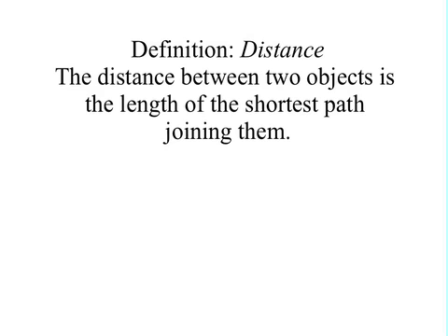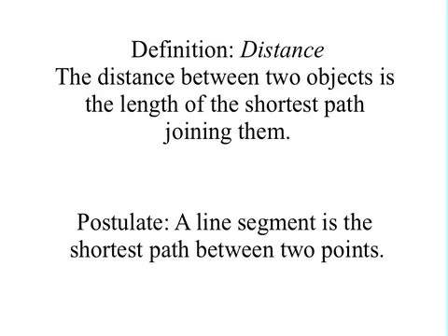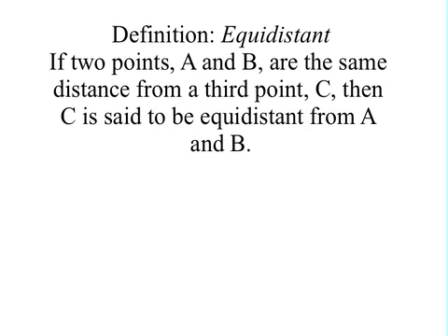Here's the definition of distance. The distance between two objects is the length of the shortest path joining them. That definition leads to this postulate. A line segment is the shortest path between 2 points. Or perhaps you've heard the sentence, the shortest distance between 2 points is a straight line.